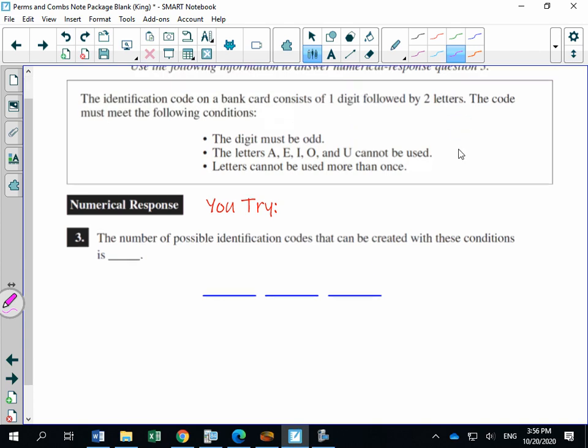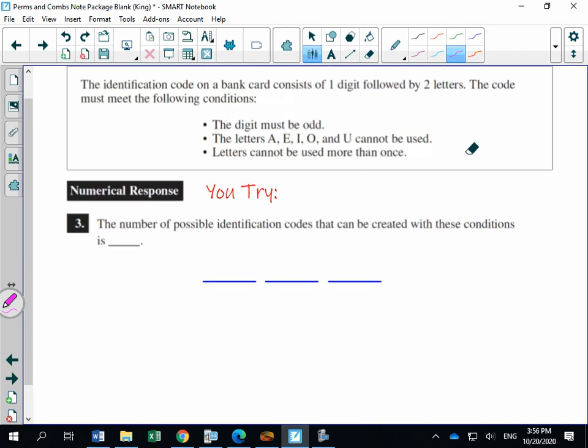Okay, so this was a digit. Digits, remember, are normally 0 to 9 if they don't give us restrictions. Letter and letter, and normally we have 26 letters. Right? This is if we had no restrictions, I would have 10 times 26 times 26. But of course, they're going to introduce restrictions.